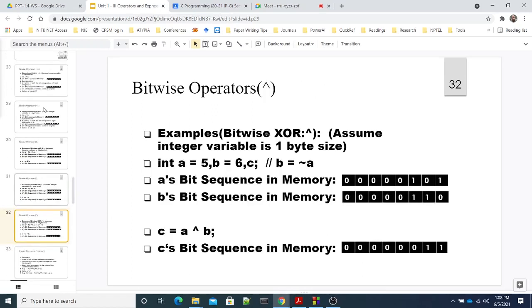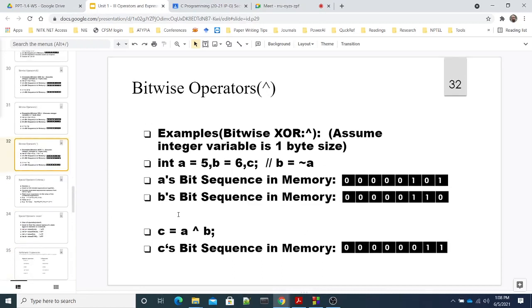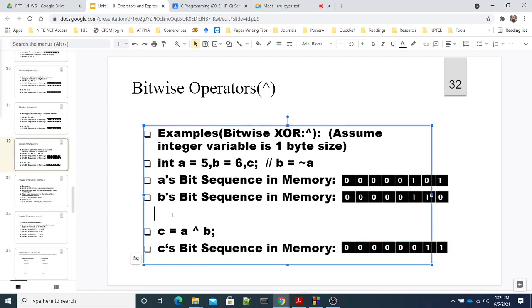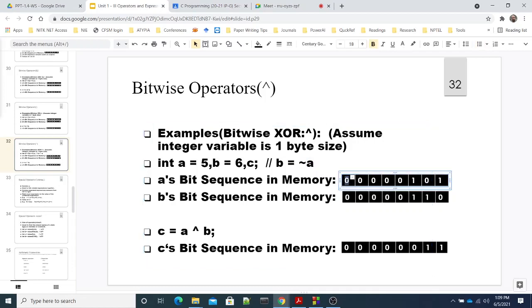One more I had shown here, that was the complement operation. The complement operator is a unary operator. What it will do is, it will find the complement of a bit. Here is an example. B is equal to complement of A. What will happen is, the bit sequence of A will be changed in such a way that all zeros will become 1 and all ones will become 0. That is bit complement.